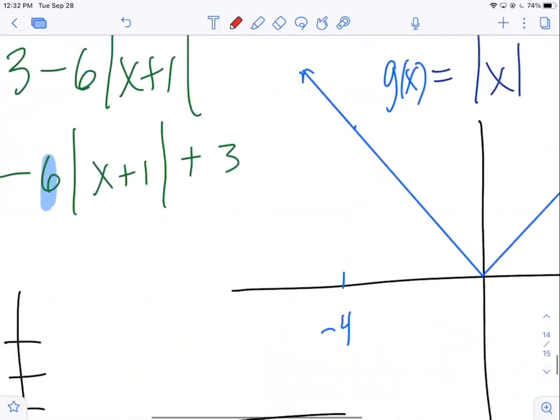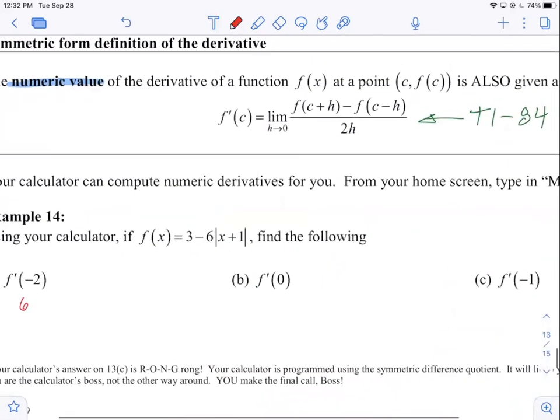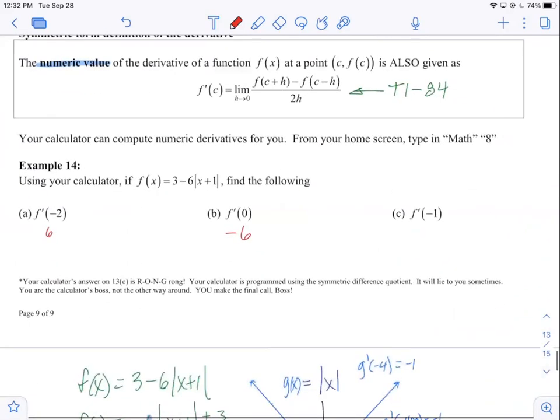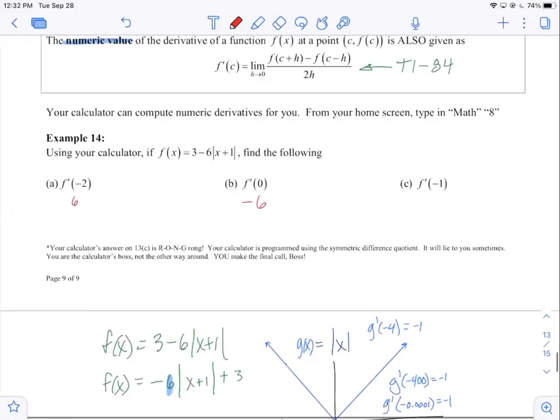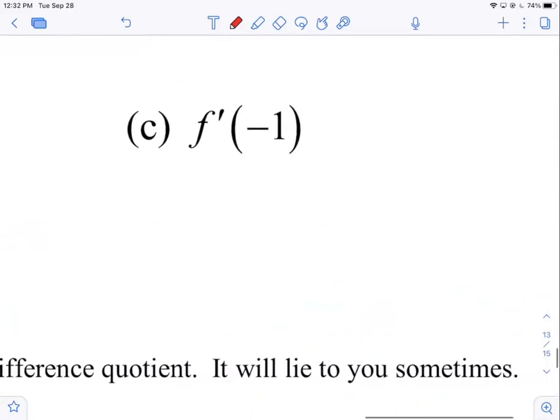What would be the slope at 0? F prime is -6, okay? So again, when I ask you for the derivative, I'm asking you for the slope. And if it's made up of a line, that's easy to find, right? Rise over run. All right, everybody, what would now be f prime at -1? It would be DNE, right? It would be DNE because that's where the sharp turn is.